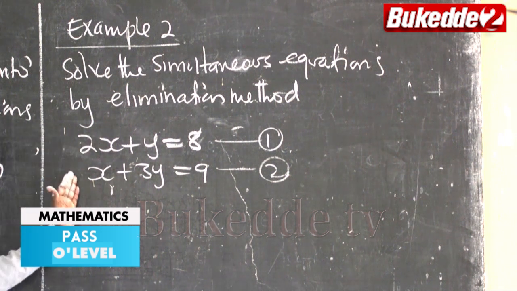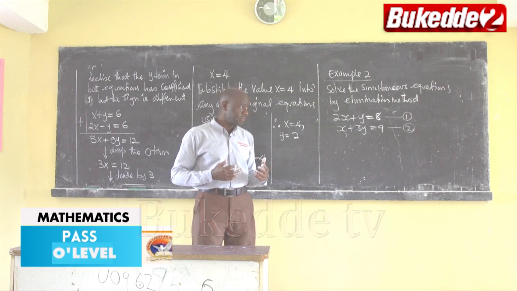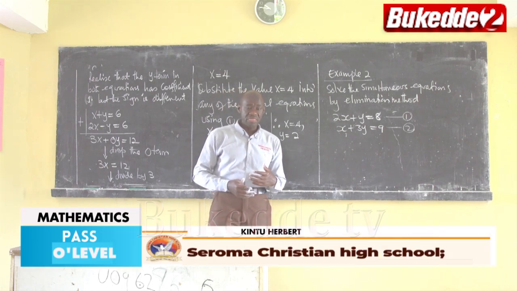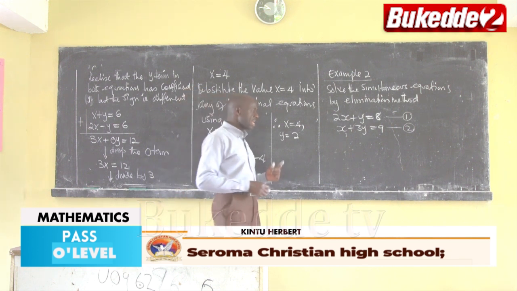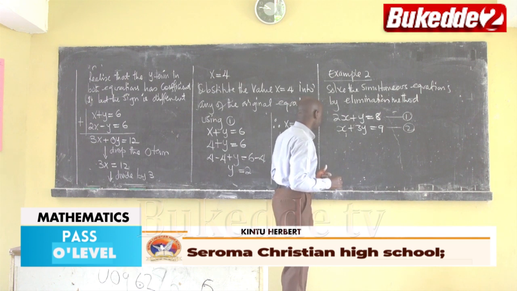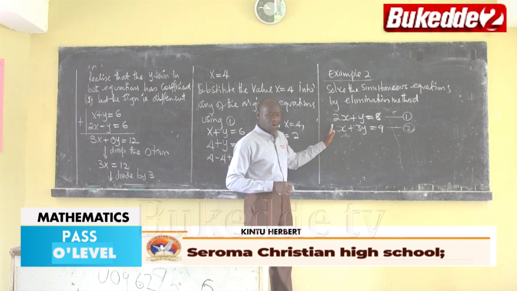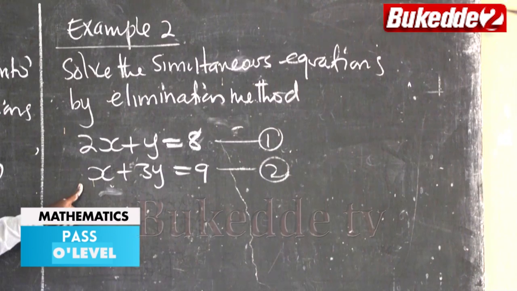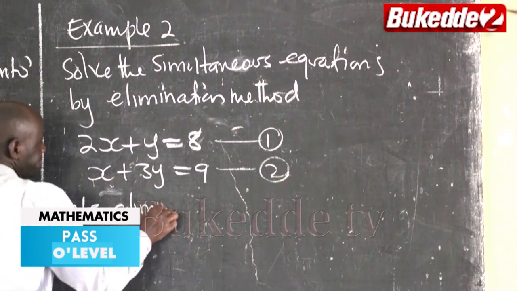If it is the same in both equations, then ask yourself, is the sign the same? If the sign is the same, simply subtract one equation from the other. If the sign is not the same, simply add one equation to the other. If the coefficient is not the same, then ask yourself, what is the LCM of the coefficient of that unknown in equation 1 and in equation 2? For example, let's eliminate x.